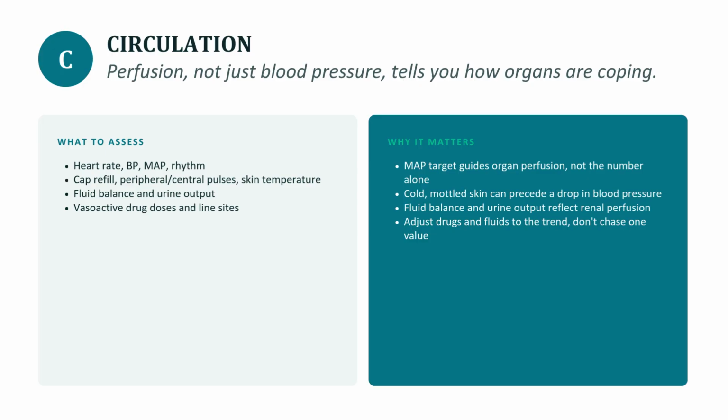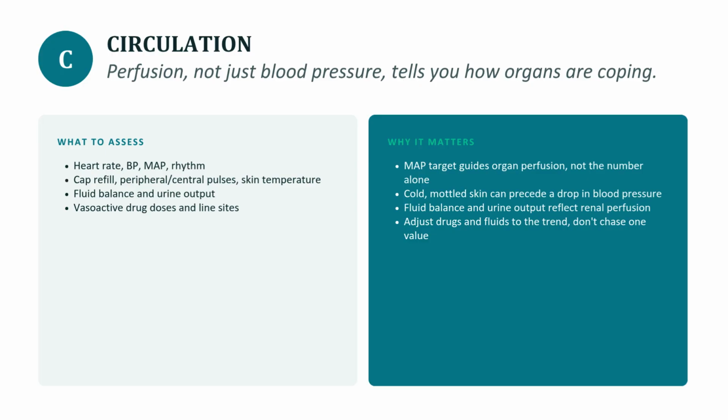Urine output, making sure that it's 0.5 mils per kilo per hour. How much vasoactive drugs the patient's on, so noradrenaline, dobutamine, and the status of the lines. So how long the line's been in, does it look fine? Are the lines in date? Are the infusion lines correct? And is the strength drawn up properly?